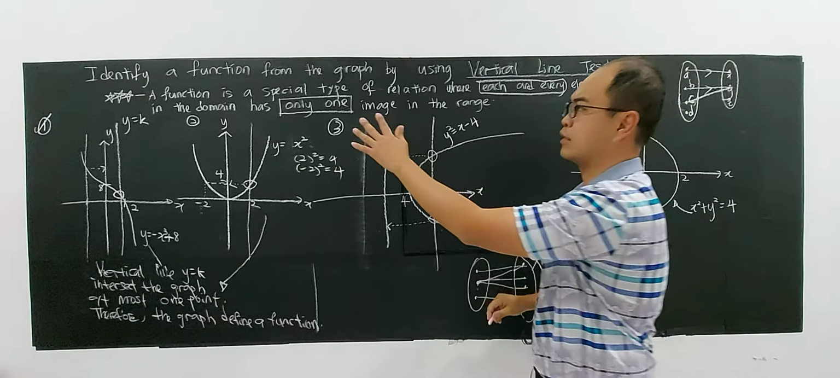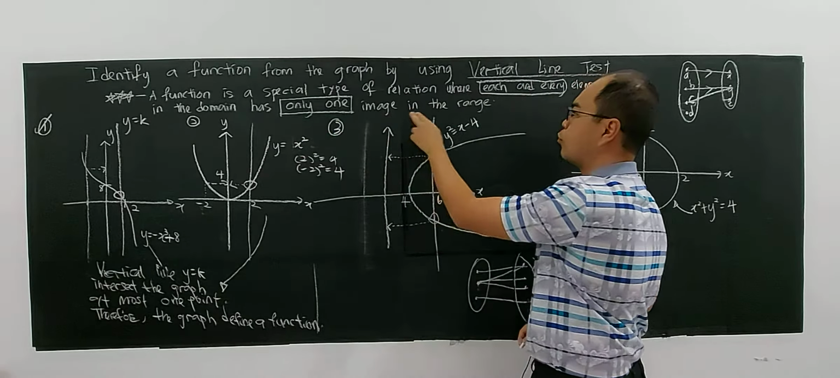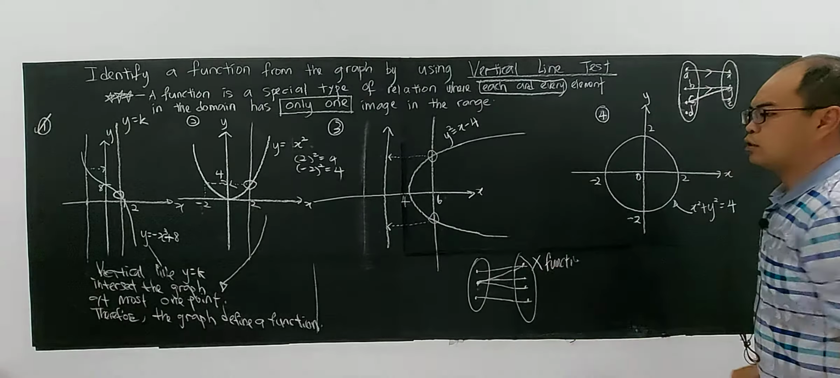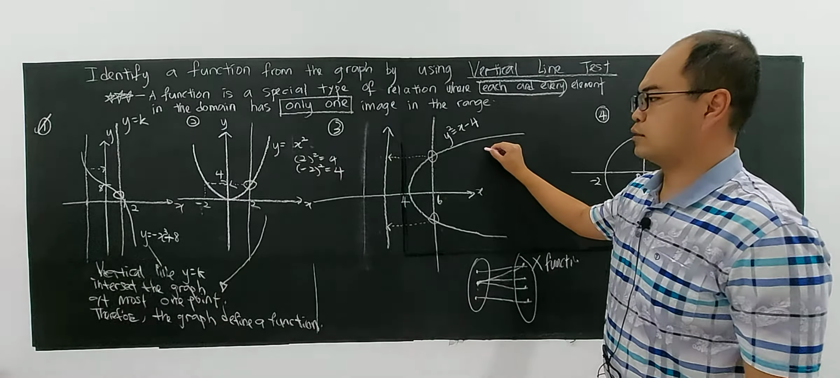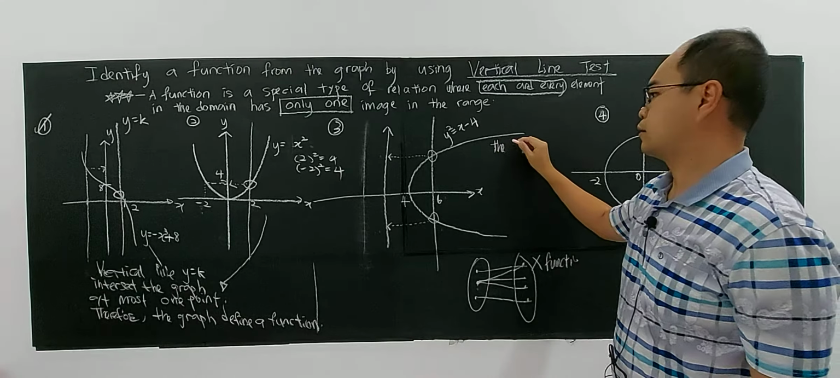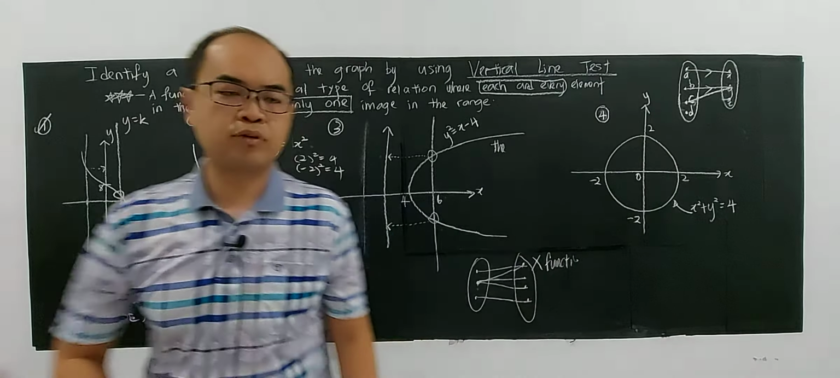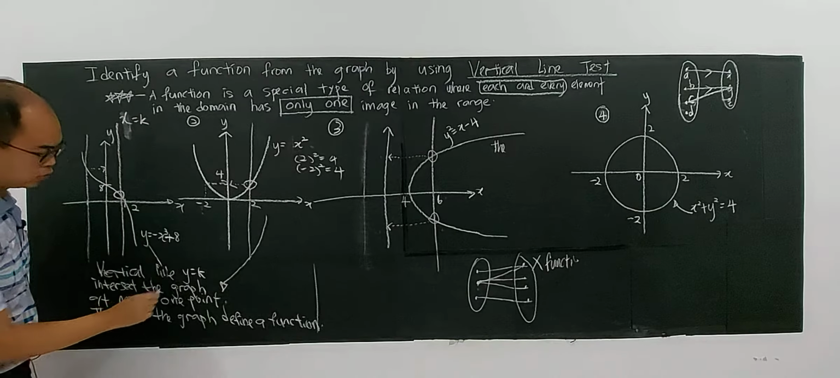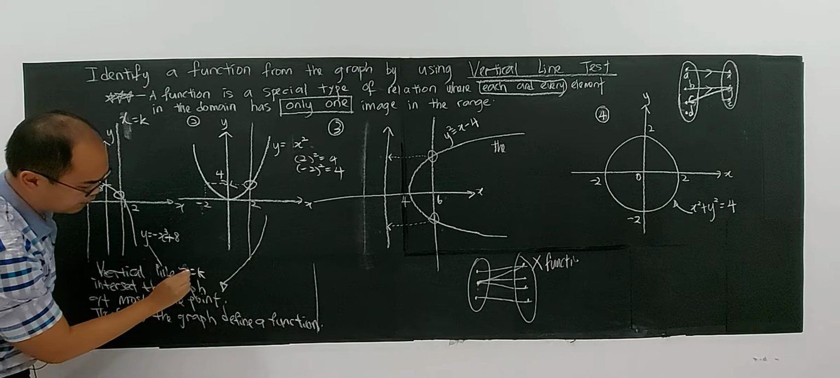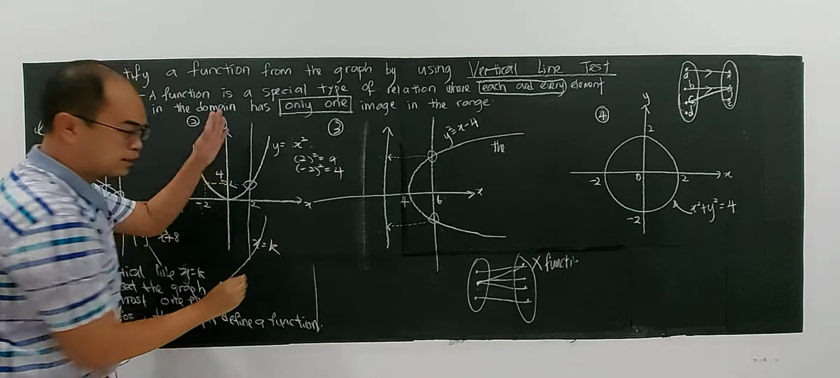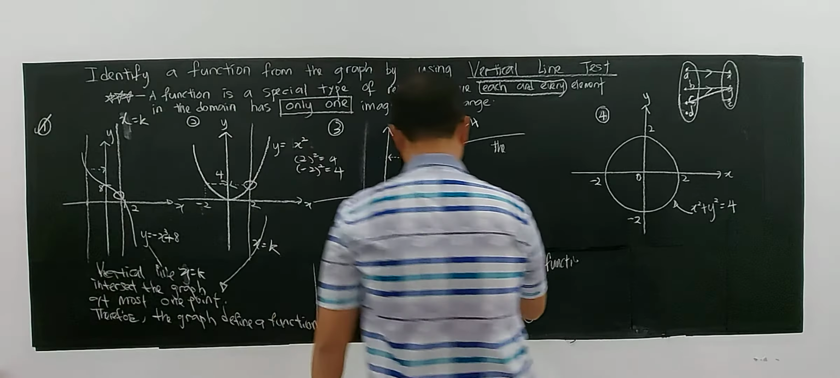A function has only one image in the range. This is very clear, right? A function must have only one image in the range. This is your range. So how to explain this? The vertical line test. Oh, sorry, I should write here x equals k. A vertical line must be x equals k. This is x equals k because it is a vertical line, so this is also x equals k.